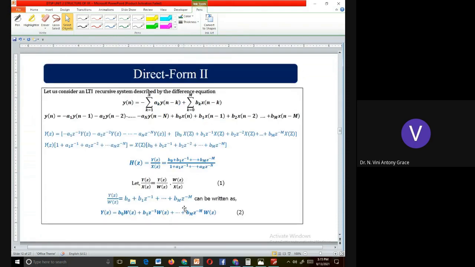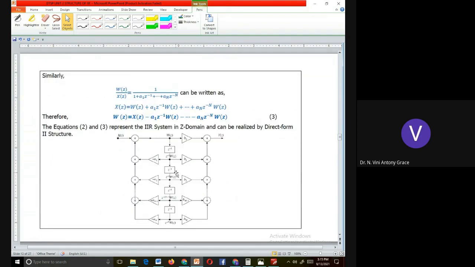Once this step is over, draw the structure for equation 2 and equation 3. You will get the direct form 2 realization structure. And how to draw this structure? See, as I told you, for this we are drawing the structure using the Z transform value. So X of Z is going to be the input and Y of Z is going to be the output. W of Z, of course, is nothing but the intermediate output.